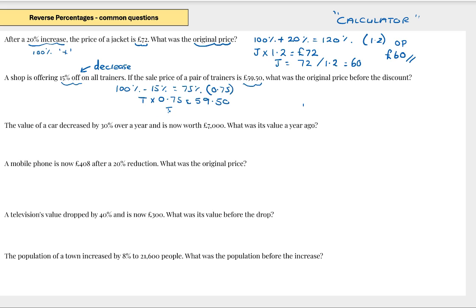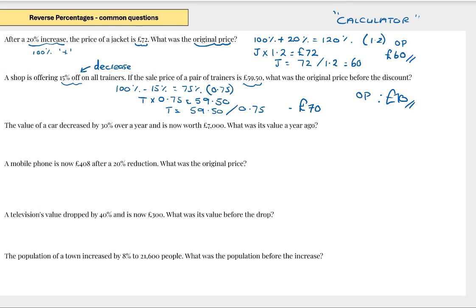And now we're going to divide 59.50 by 0.85, which gives us £70. So there we have it. The original price was £70. Just put original price equals £70.